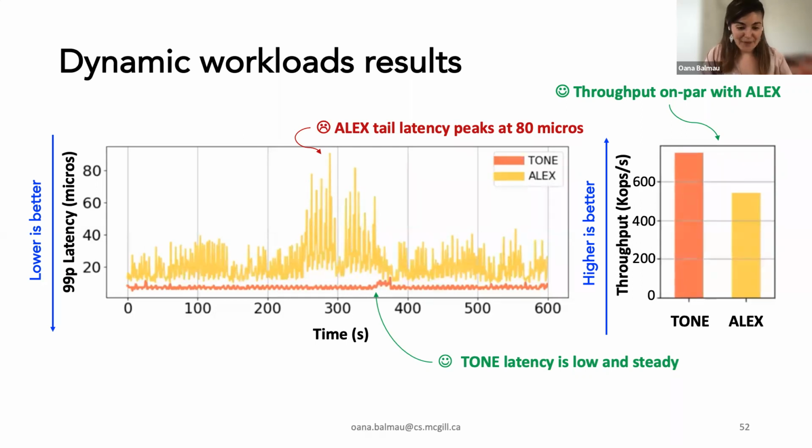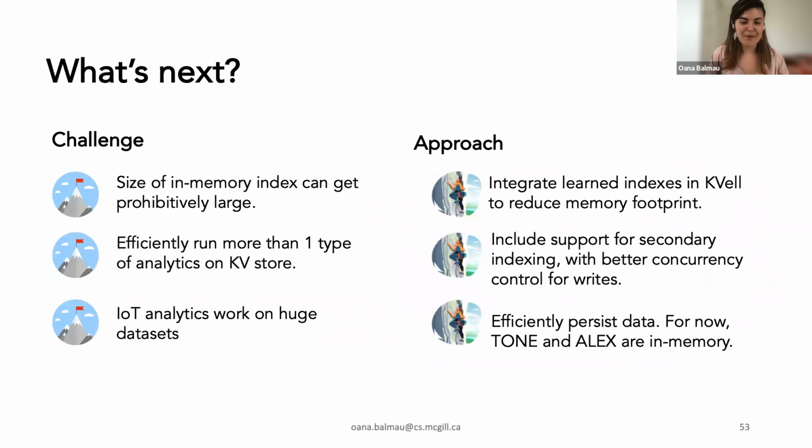This is just the first step, though. So in the future, we want to integrate this in KVell as an index and run some real measurements there. We also want to adapt these indexes for data that is in persistent storage. So for now, these indexes are purely in-memory data structures. We know there will be some work there to be able to do that efficiently. And we want to integrate better concurrency control for this data structure.